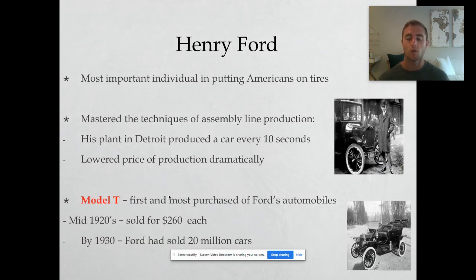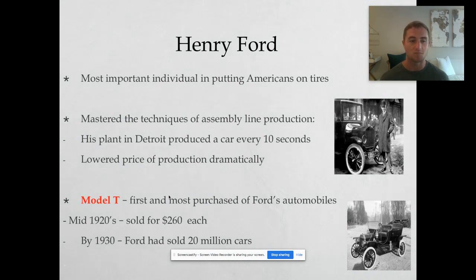Of course, Henry Ford is the face of automobile production, especially because of the moving assembly line techniques that he really pioneered. As the assembly line moves, the worker stays in one place and just does one specific low-skilled job, like adding tires or adding a steering wheel, what have you. In doing this, his plant in Detroit can produce a car every 10 seconds. This lowers the cost of production, therefore lowering the overall cost of the vehicle.